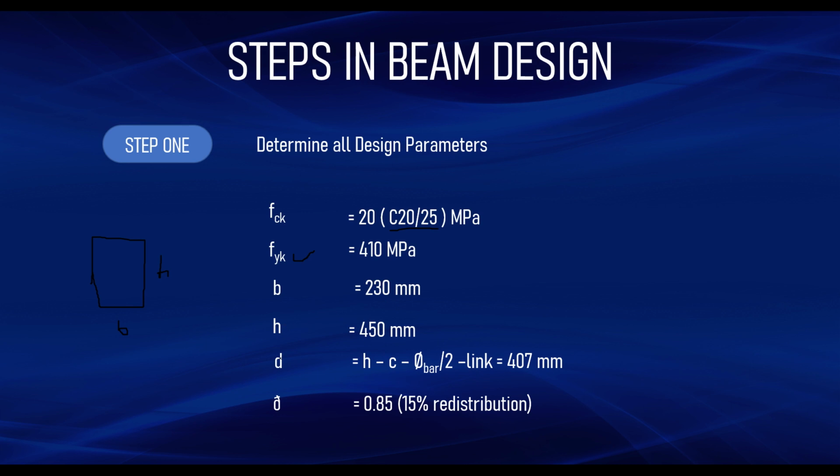Then from the height, we can determine the effective depth. The effective depth is equal to the cover to the reinforcement minus half diameter of bar minus links. In this case, we are assuming a cover of 25, then a bar diameter of 16 mm, links of 10 mm. If you do the mathematics, you are going to end up with 407 millimeters as the effective depth of the beam. Then we are using 15% redistribution. That means our delta is going to be 0.85.